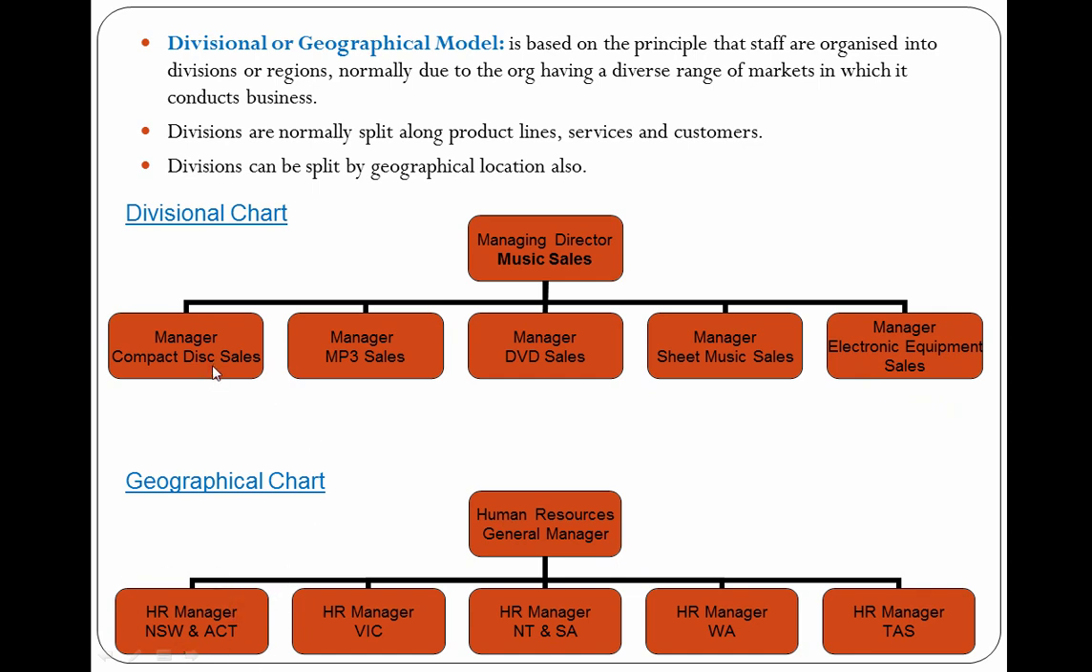So let's look at the divisional, normally split into either product lines, service lines, or types of customers. Here we've got a managing director for music sales, and then you've got CD sales, MP3 sales, DVD sales, sheet music, and electronic equipment sales. So those managers are responsible for those divisions. With a geographical chart, it's done by geographical location. So HR manager for New South Wales and ACT, HR manager for Victoria. You can see there's HR managers all over the place, and then you would have the same marketing manager, Tasmania, WA marketing manager, etc.